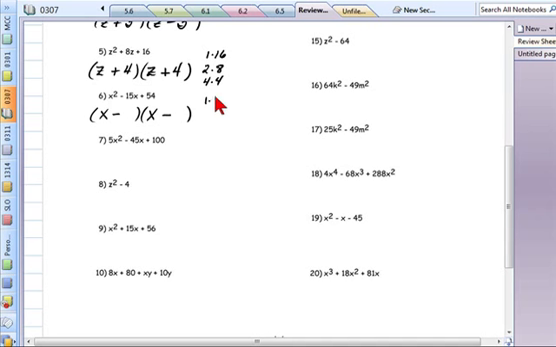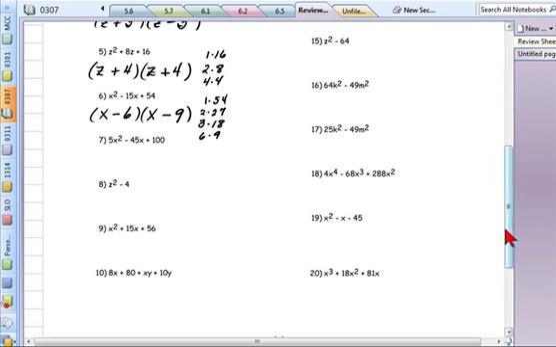All right, is it 1 times 54? No. Is it 2 times 27? No. Is it 3 times 18? No. 4 doesn't go in there, 5 doesn't go in there, 6 goes in there 9 times. Is it 6 times 9? Yes. Because the outer product is negative 9x, the inner product is negative 6x, those add up to be negative 15x. It does not matter. When the signs are 1 plus and 1 minus, then it matters.